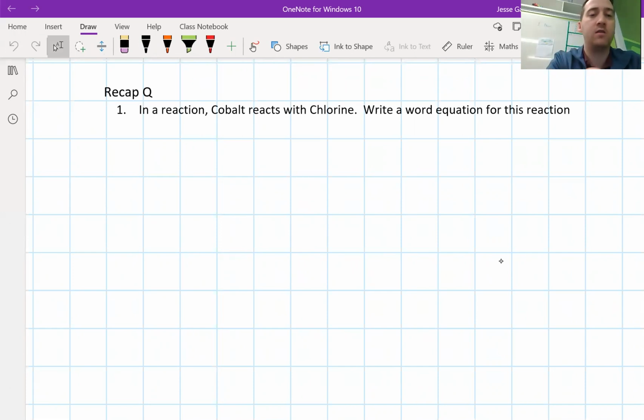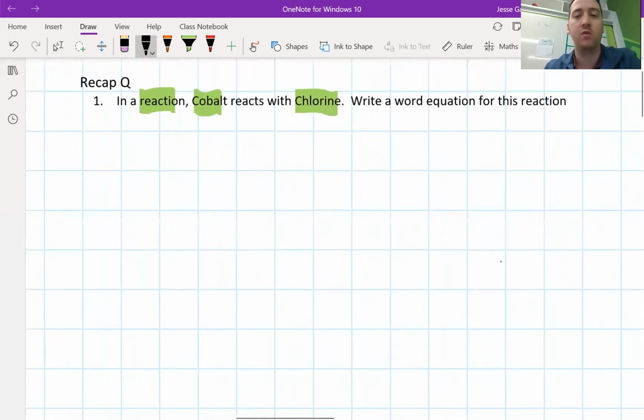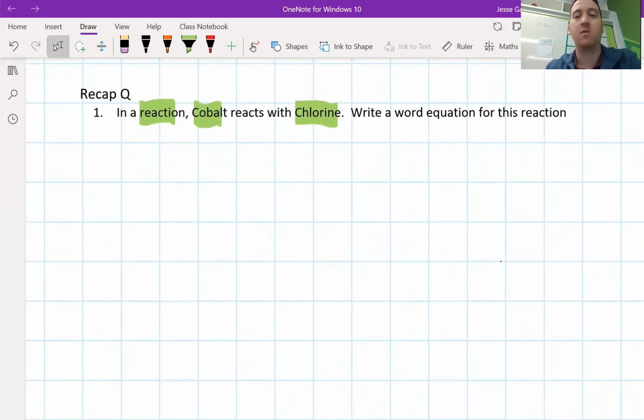It says, in a reaction, so we're talking about a chemical reaction, cobalt reacts with chlorine. You have to write a word equation for this reaction. So you should know how to do this now. A reminder that if you just sit there and wait for me to do the answers for you, you're not going to learn anything. So I'm going to give you lots of things to do, and I need you to try to do them yourself. So pause the video and have a go with this now.